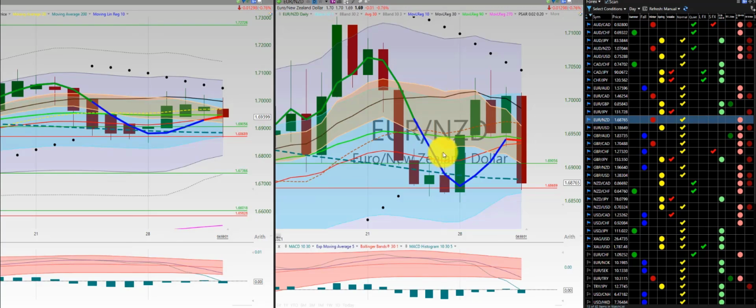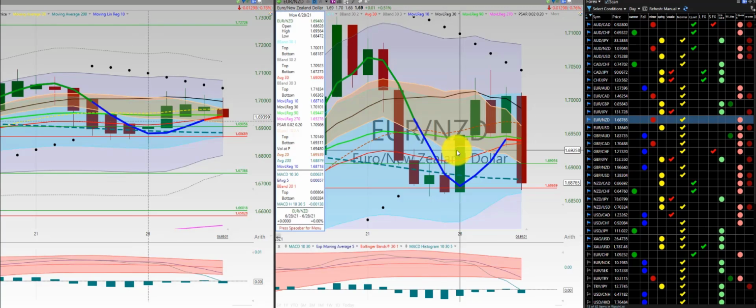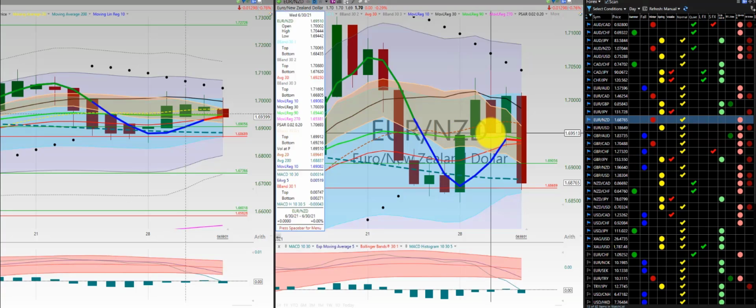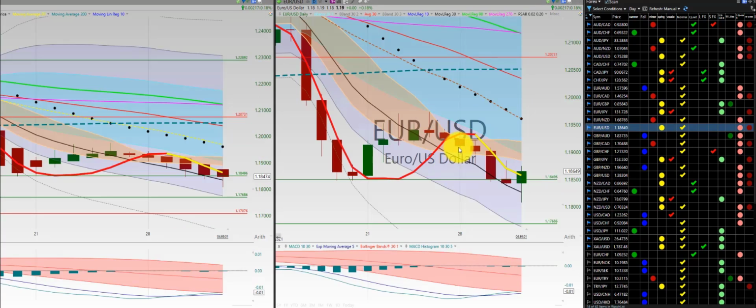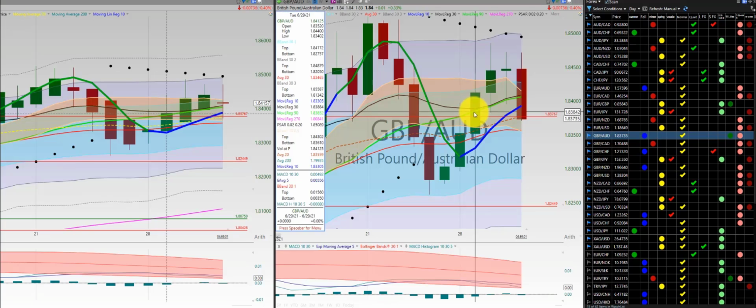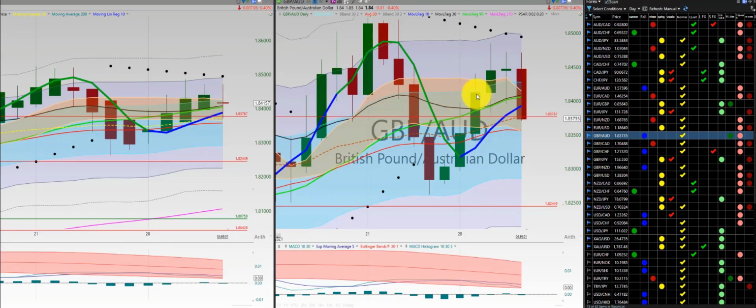Euro New Zealand, initial trade here, out for a loss. Initial trade here, above the RL90, out for a loss on Wednesday. Initial trade here, out for a loss on Friday. Euro US Dollar, nice 1, 2, 3 punch out. British Pound, Aussie Dollar, first initial trade, out at the RL90, and then another trade for 1, 2, 3 out on Wednesday. No further trade the rest of the week.